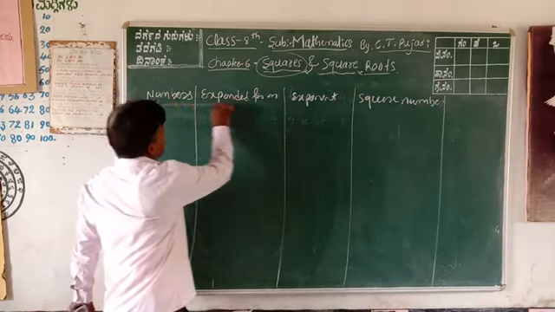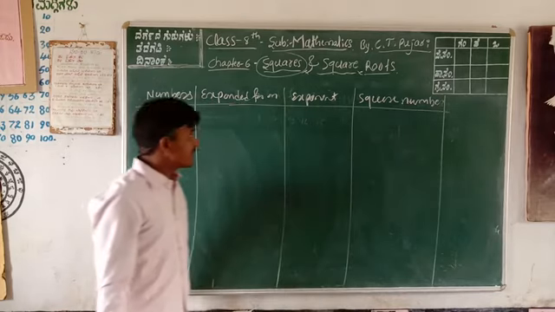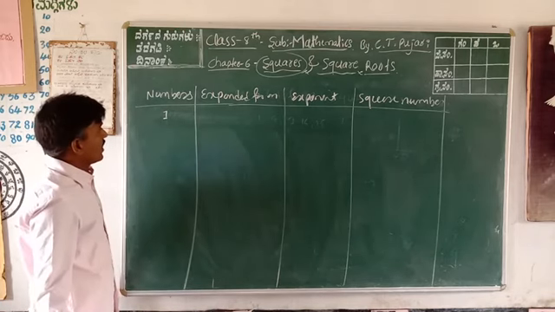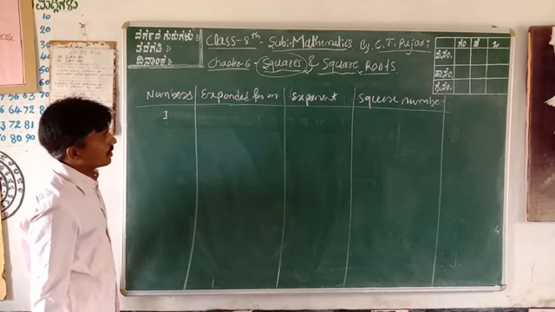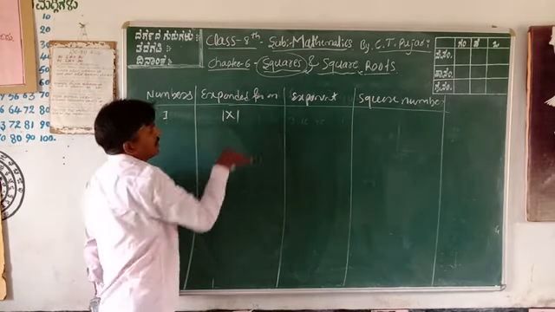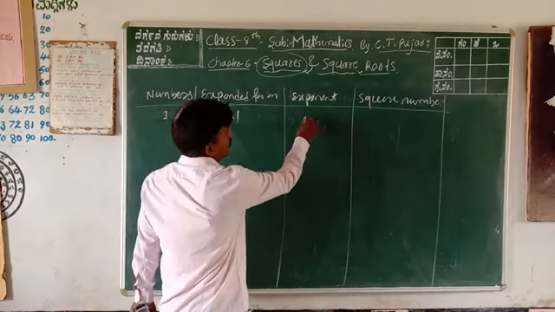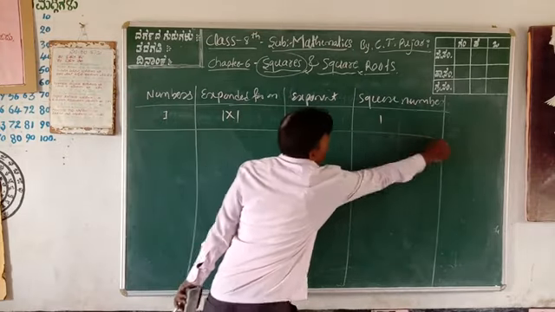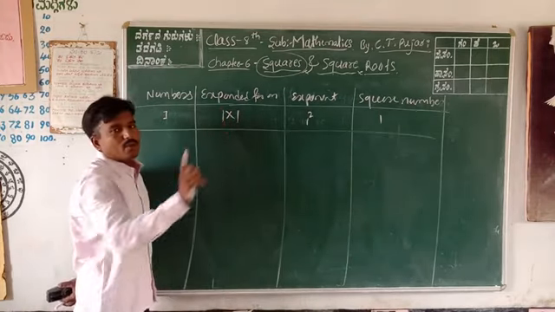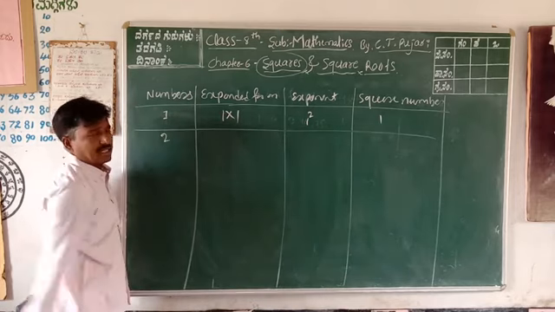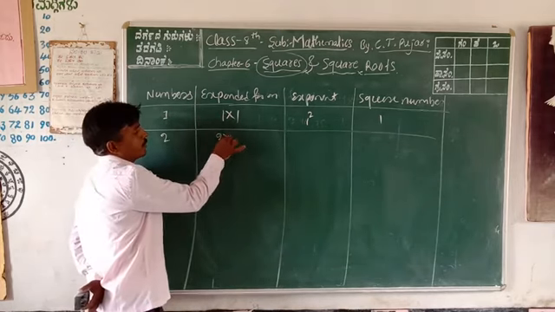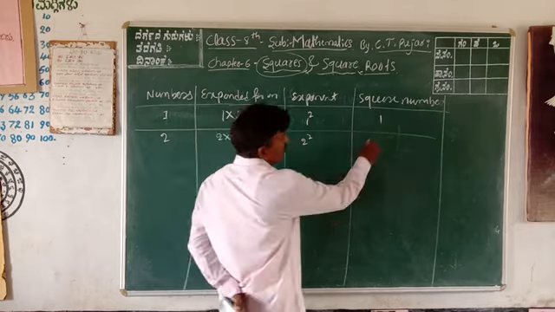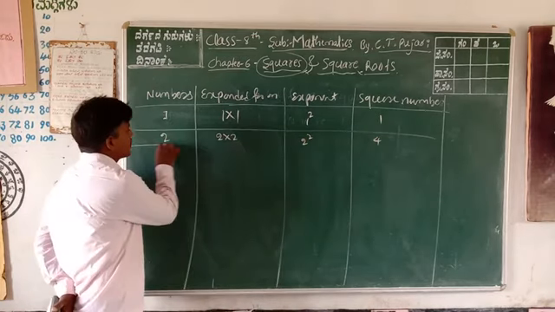Take any number. First, consider 1. You can write it in exponent form, 1 into 1, which is 1 raised to 2. The square number is only 1, because 1 into 1 is 1. What about the second one? 2 into 2 in exponent form is 2 raised to 2. Therefore, the square number is 4.